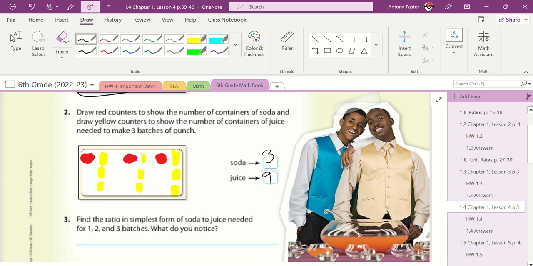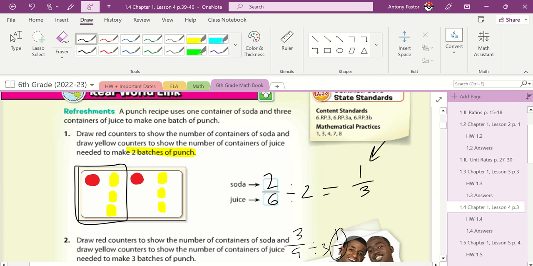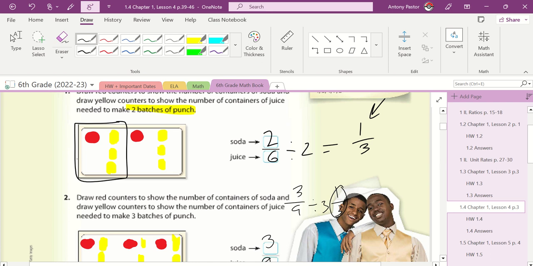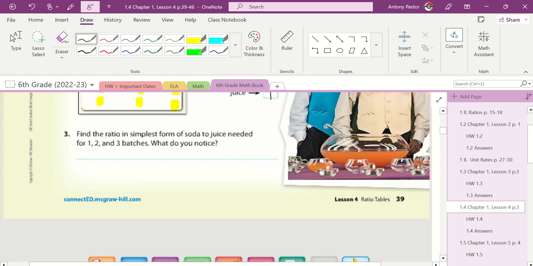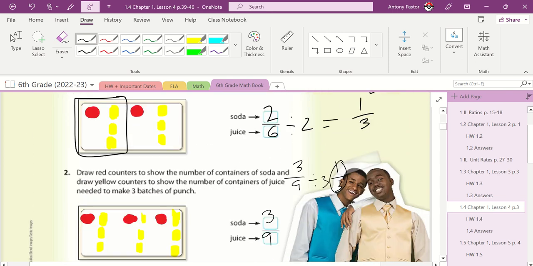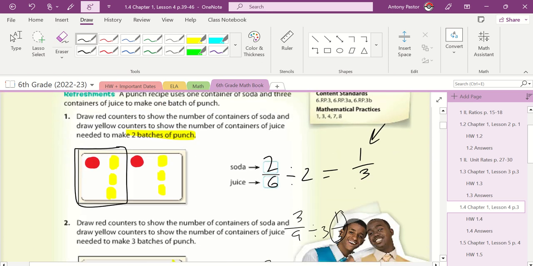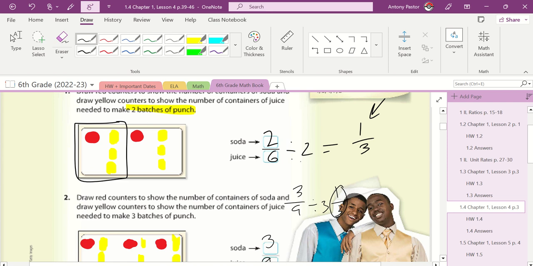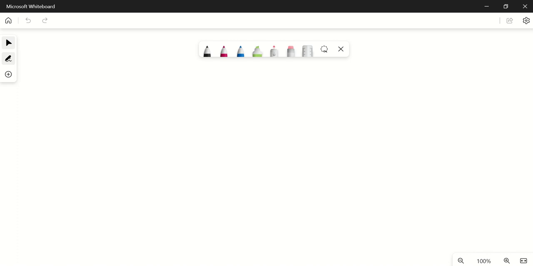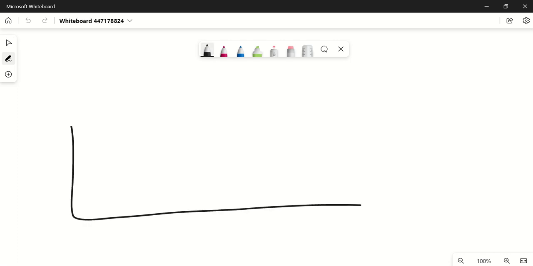And if I take 3 to 9 and divide both by 3, I'm still going to get 1 to 3, which is the original ratio I had to begin with. 1 soda for 3 things of juice. Find the ratio in the simplest form of soda to juice needed for 1, 2, and 3 batches. What do you notice? Like we said here, 3 to 9, 2 to 6, 1 to 3 are all equivalent ratios. The only thing that has changed here is how much punch we're making. So, to make a ratio table, again, our table would look something like this.